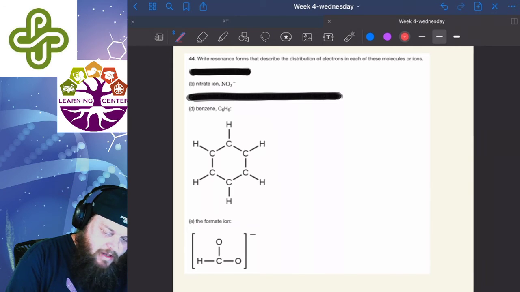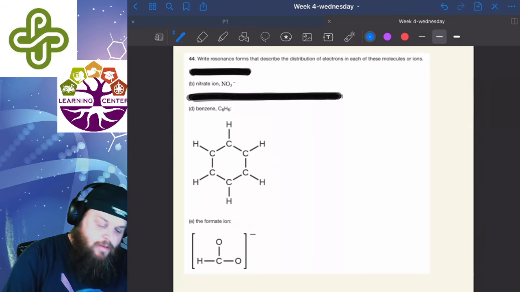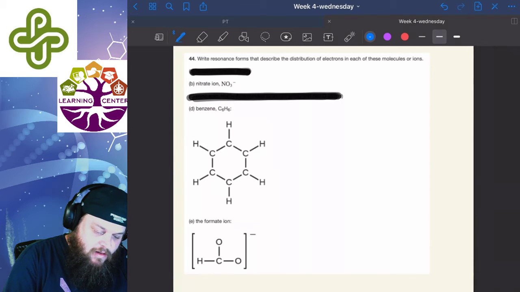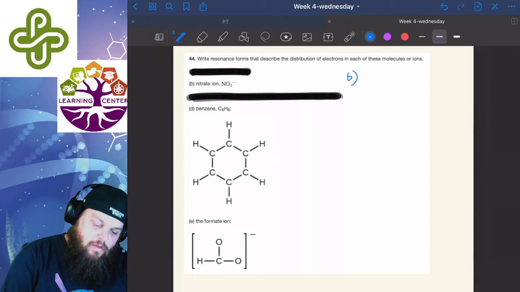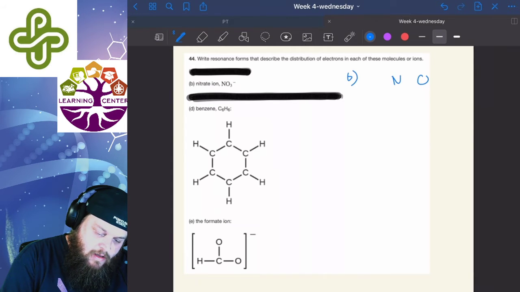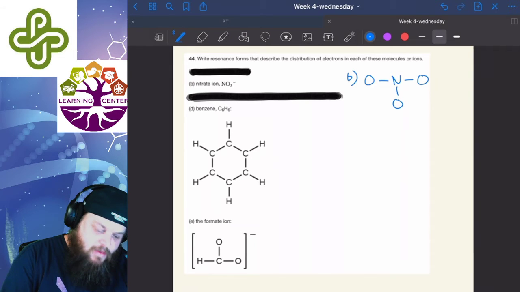Starting out with part B, I kind of redacted a few of them for time. I don't want to run out of time or spend a lot of time on some of these. But part B is NO3, so I can draw that out: N and three O's bonded together, and we know it's negatively charged.